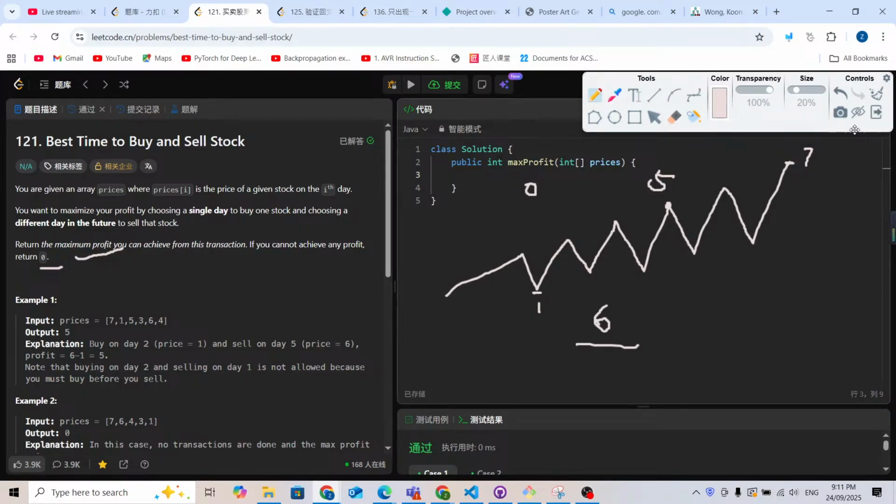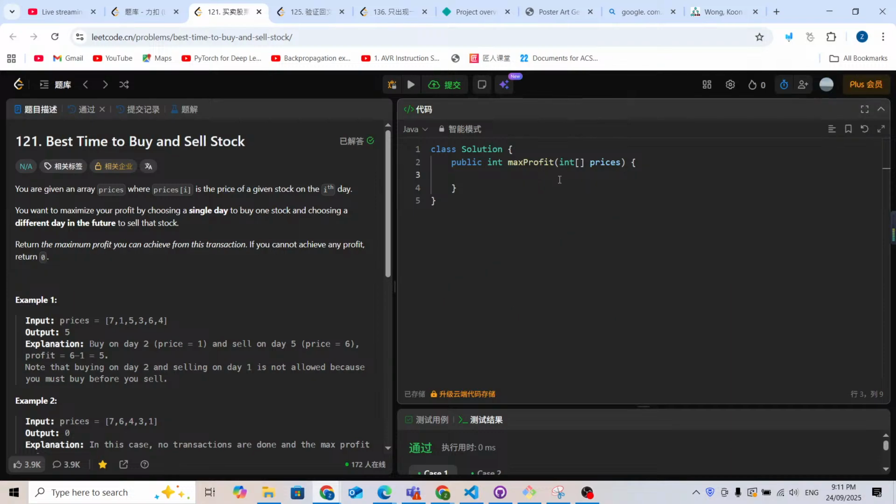This means we can use dynamic programming to solve the problem. We just need to loop through the array, and for each point we need to know the lowest point before it. So we just need to remember the lowest point, and then use the current number minus the lowest point. That gives the maximum profit.